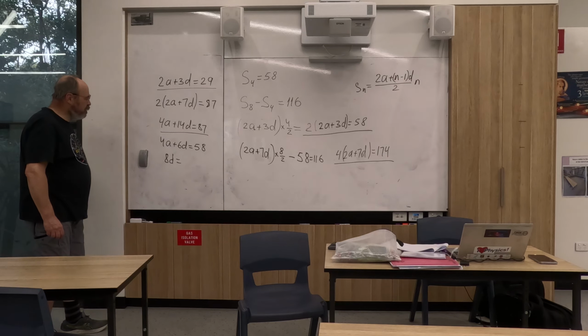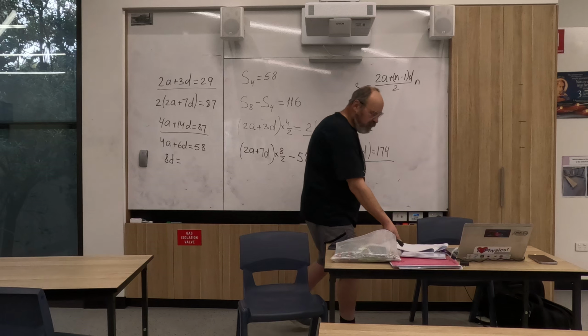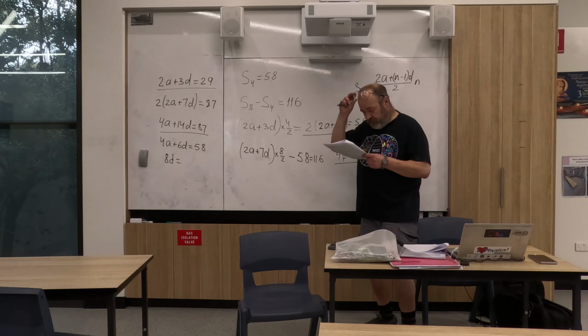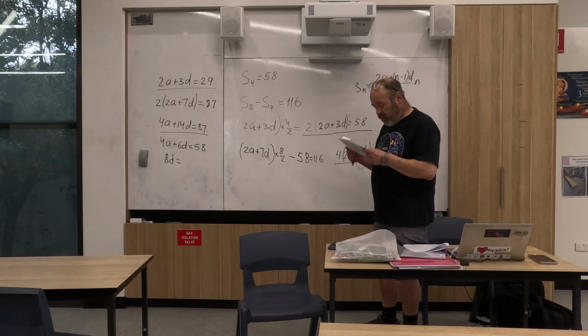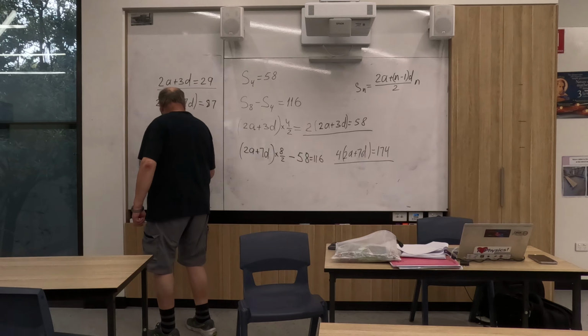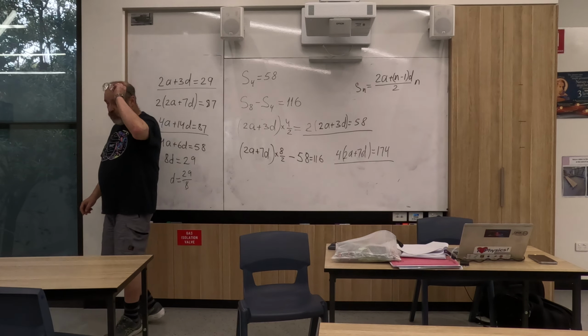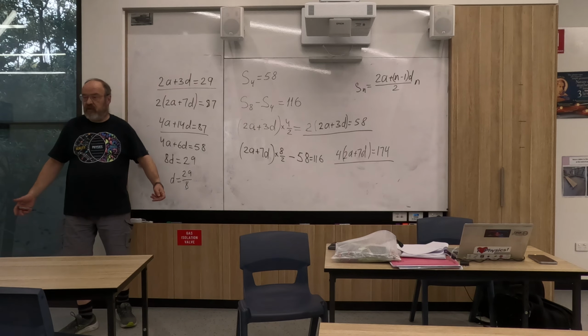I made an arithmetic mistake there. Not all correct. 8d equals 29. So d equals 29 over 8. By the way, the common difference does not have to be a whole number, it can be a fraction.